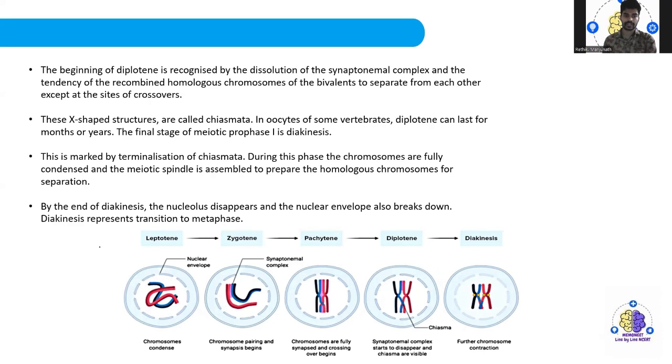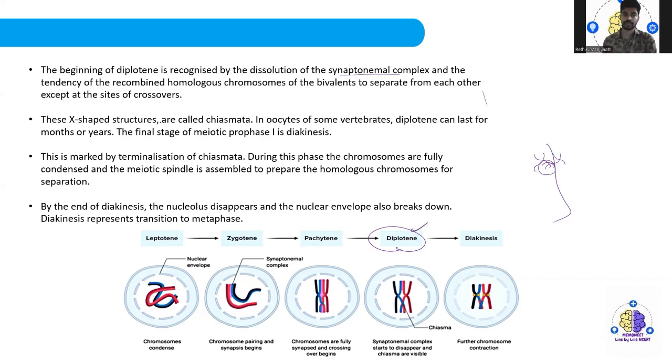Next, after the pachytene stage, we have the beginning of the diplotene. This stage is recognized by the dissolution of the synaptonemal complex, that is, the tendency of the recombinant homologous chromosomes of the bivalent to separate from each other. That means now what happens? The two homologous chromosomes have crossed over, and now they have formed recombination. Now they have to get separated, right? That you are going to observe in the diplotene.